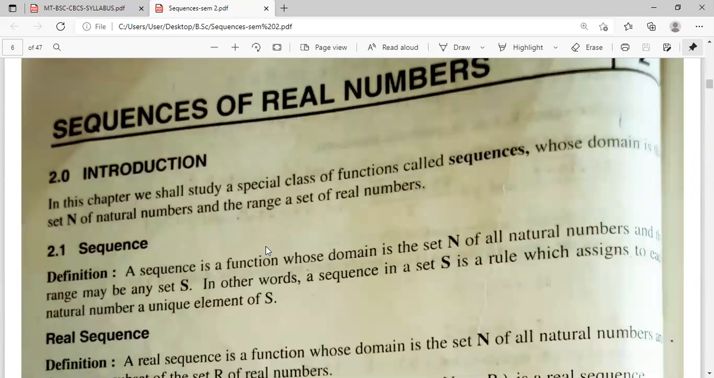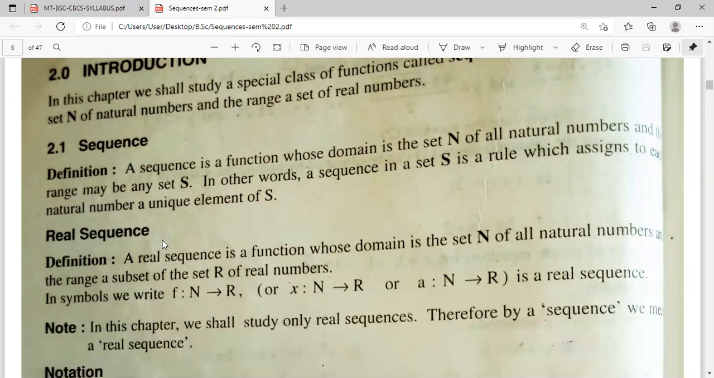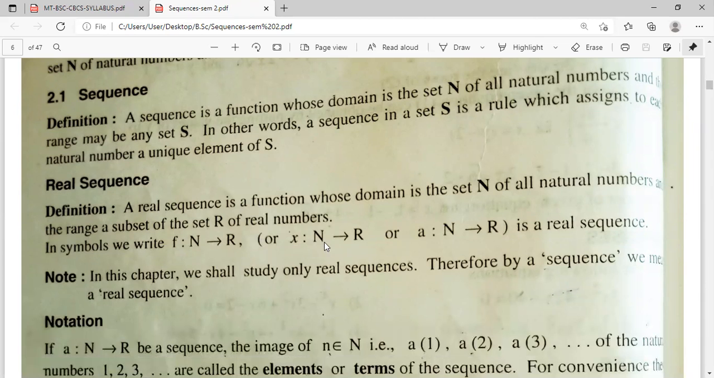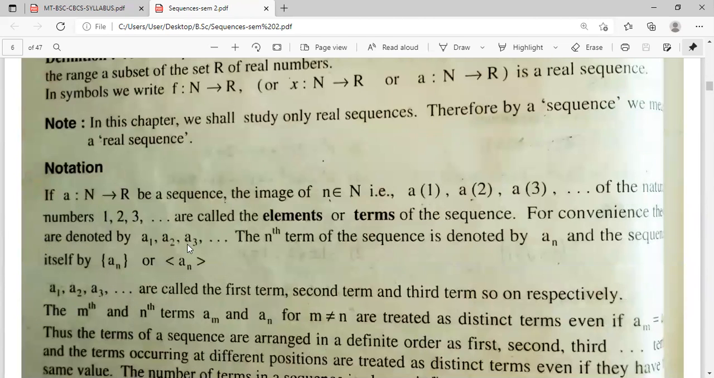Unit 1, sequences, the sequences of real numbers. Already I studied the definition of a sequence. It is a function from the set of natural numbers to the set of real numbers. A real sequence means a function from the set of natural numbers to the real numbers, denoted by f from N to R, x from N to R, or a from N to R. They are denoted by a1, a2, a3, a4, and so on, an, and so on. a1 is the first term, a2 is the second term, a3 is the third term, an is the nth term.